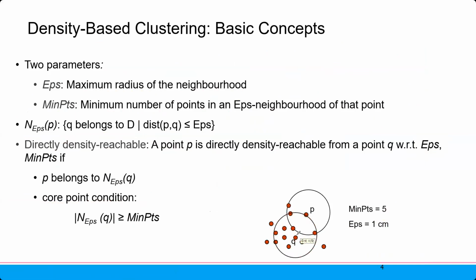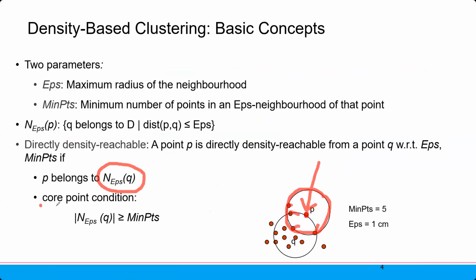Now, I would like to know the P. Okay, so this is the P, with the radius 1 centimeter. I know that this, and this, and this belong to the neighborhood. So it means there are 4: 1, 2, 3, 4. But is it a core point?